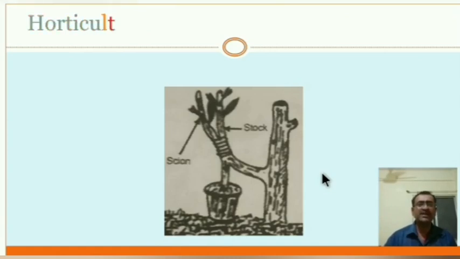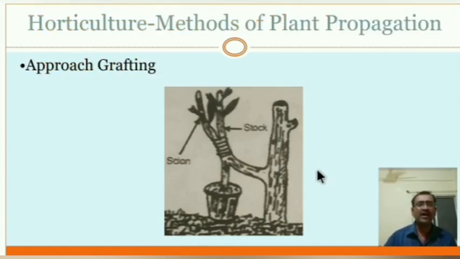Next type is the approach grafting. Approach means two different plants. This is one plant and this is another plant. These two plants are joined or combined together, and both plants remain alive. They are not cut from their main plant. They are alive, and they may live up to the production of the new plant.